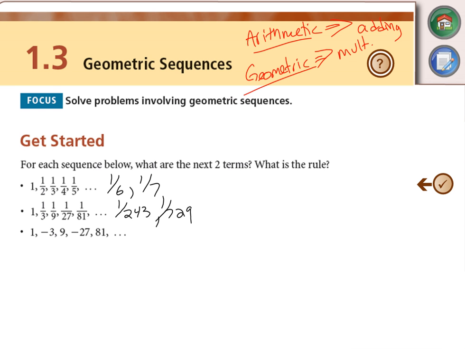1, -3, 9, -27, 81. For each term, we're multiplying by -3. So 81 times -3, -243, times -3, 729.